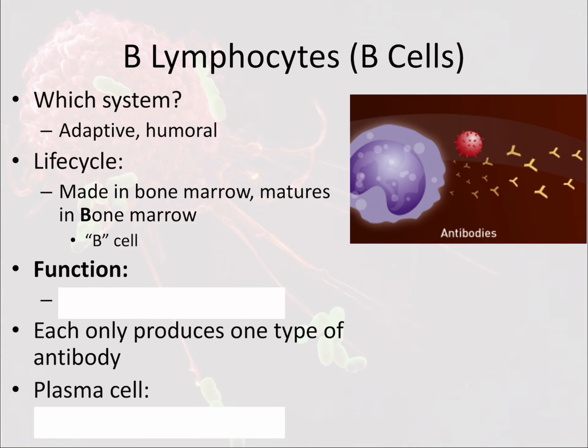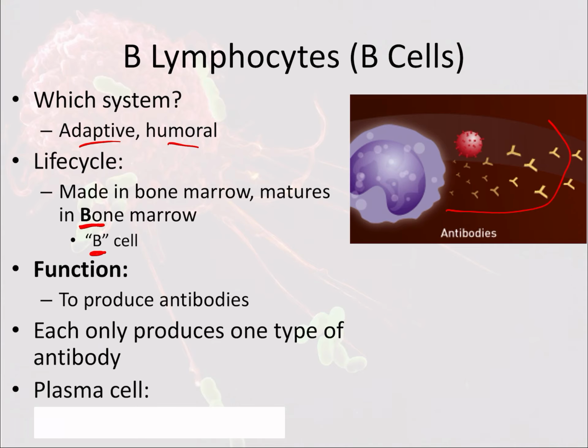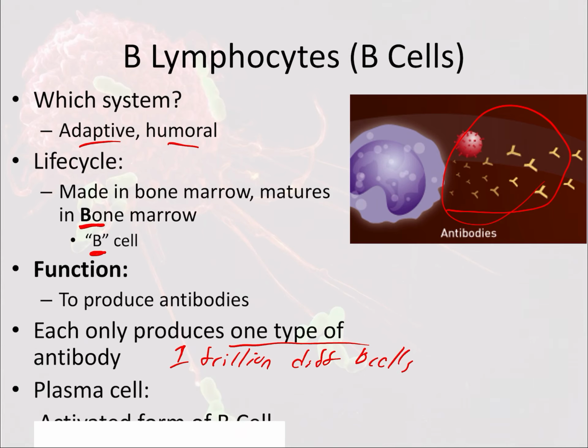B cells are a part of the adaptive system as well. They drive the humoral response. They are made in the bone marrow, and they also mature in the bone marrow, and that's why they're called B cells. Their main function is to produce antibodies, just like this. Each only produces one type of antibody, right? So this is where we have that 1 trillion number of different B cells, each one making a specific type of antibody. Plasma cells are really what a B cell is called when it gets activated.